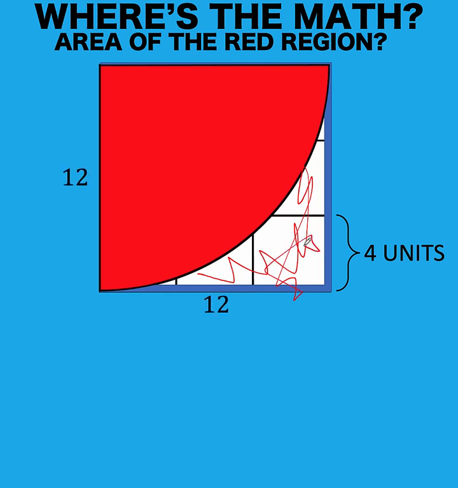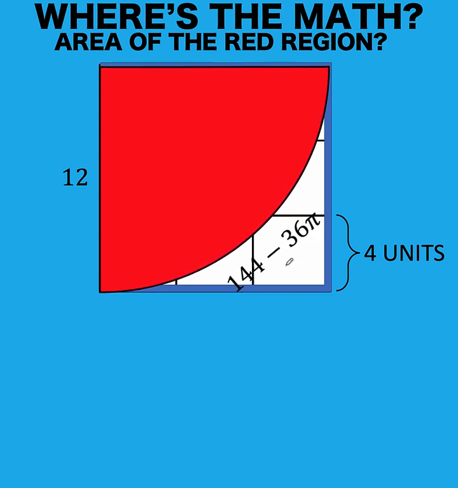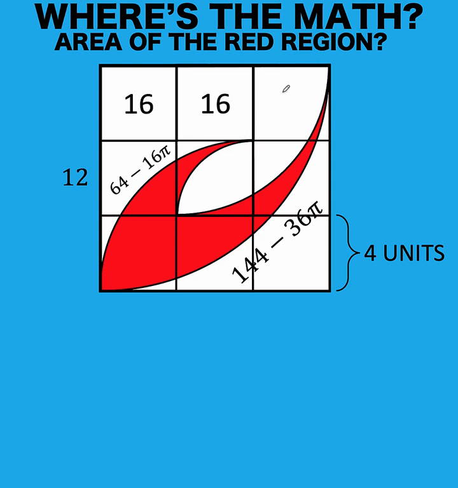The dimension of the square here is 12 by 12, and therefore its area is 12 squared. Then the area of this red quarter circle is 1/4 the area of a circle with a radius of 12 units. Simplifying, we have 144 minus 36 pi for the area of this white space here. Let's remember that result. Next, we still do not know this white space here and this area inside this cavity.